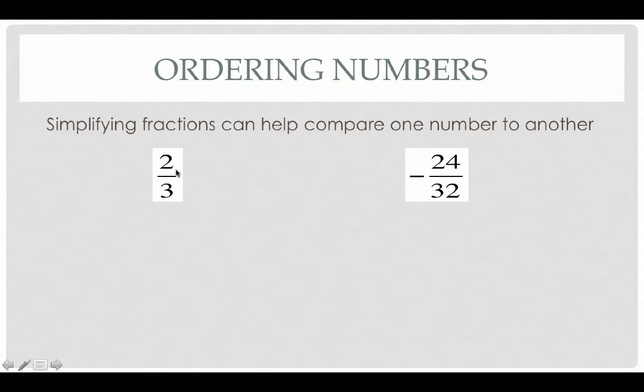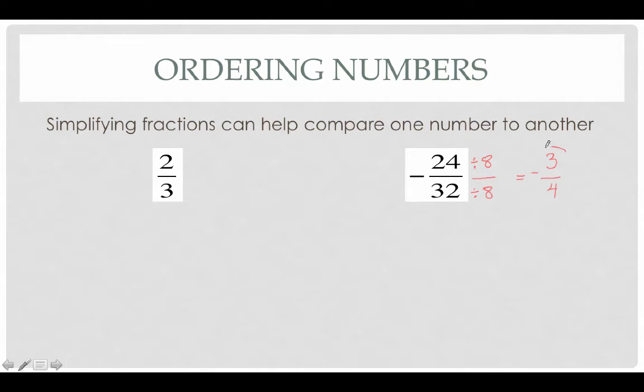2/3 is already simplified because there's no number that divides evenly into 2 and into 3. However, 24/32 does. I can divide both of them by 8. 8 goes into 24 and 8 goes into 32 evenly. And so if I simplify this fraction down, 24 divided by 8 equals 3, and 32 divided by 8 equals 4.